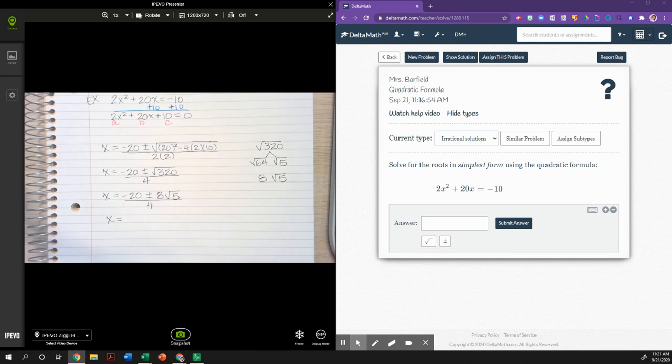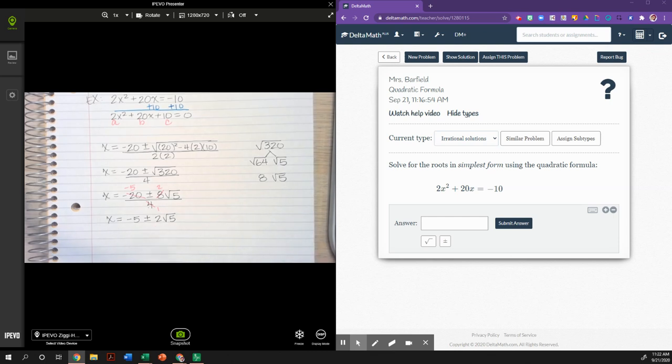If I divide -20 by 4, I get -5. If I divide 8 by 4, I get 2. And if I divide 4 by 4, I get 1. So this final answer becomes -5 plus or minus 2 square root 5. Then over 1, I don't have to write that, so I just leave that off. So this is my final answer.